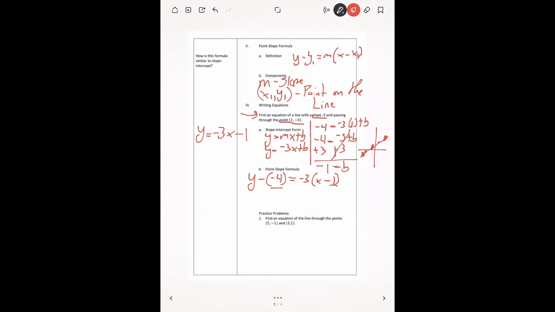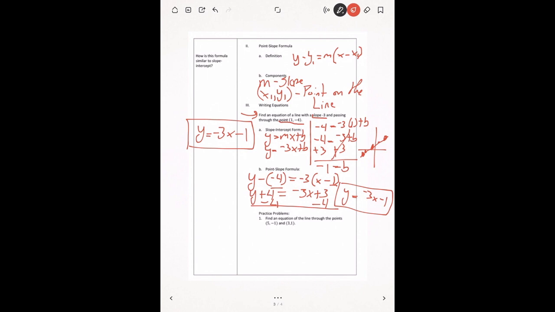Sometimes people stop here. Let's not stop here, because this really doesn't tell me too much information. I want us to solve for y. So that's really y plus 4 equals, and let's distribute this -3: -3x plus 3. If I subtract 4 from both sides, we should get y equals -3x minus 1. What do you know? We get the exact same answer as we did before.